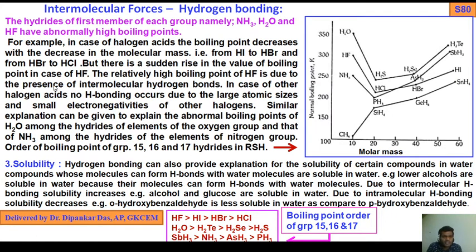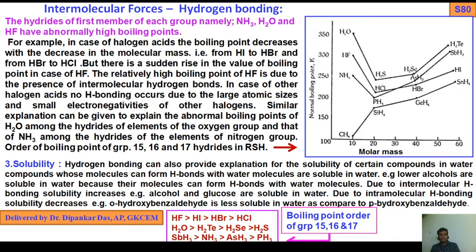In the case of other halogen acids, HCl, HBr and HI, no hydrogen bonding occurs due to the large atomic size and small electronegativity difference of the other halogens. A similar explanation can be given for the abnormal boiling points of water among the hydrides of the oxygen group, and that of NH3.